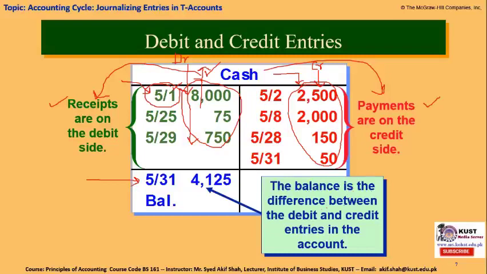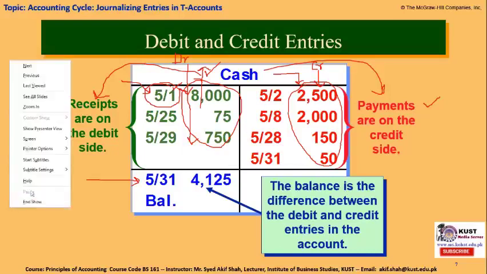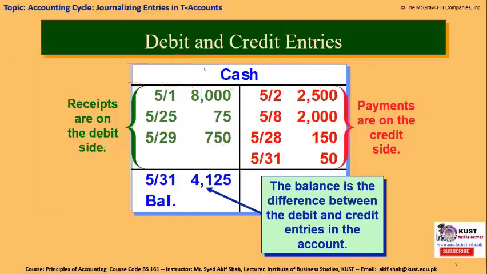This balance is the difference between the debit and credit entries in the account. How to make this account? Let me revise it once again. We have to mention the account title. Then we have to insert this T shape.